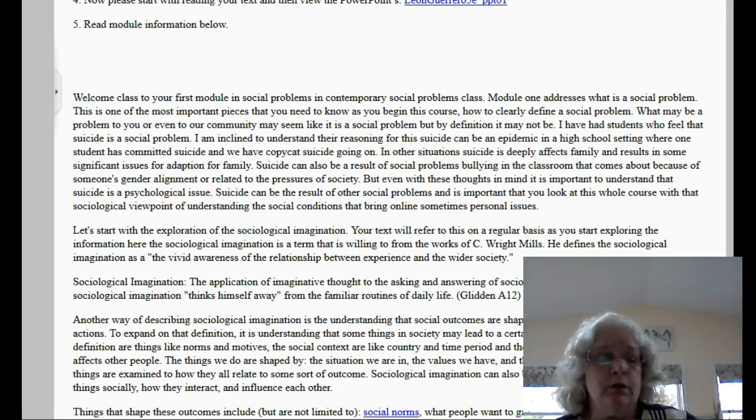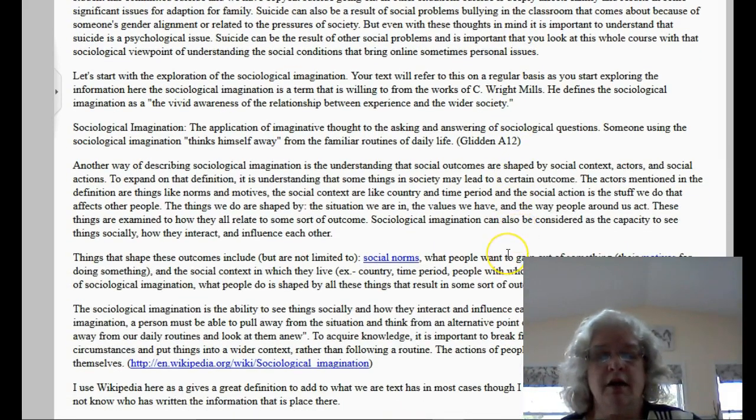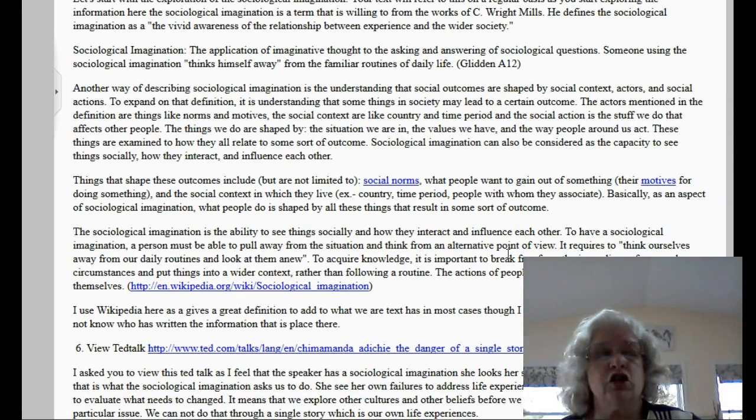To look at this, we begin with the sociological imagination. Now, that term was coined by C. Wright Mills, and he writes about the sociological imagination very clearly. And sometimes I think we overuse that, but it's important to remember that the sociological imagination understands social outcomes are shaped in the social context, actors, and social actions.